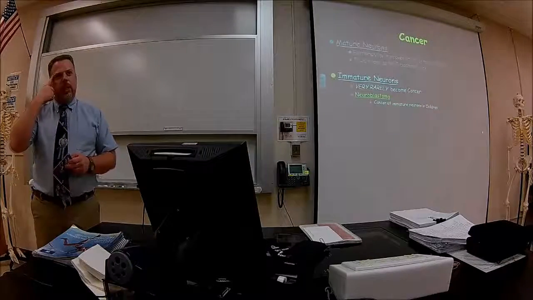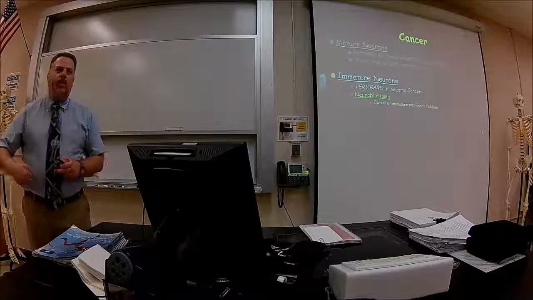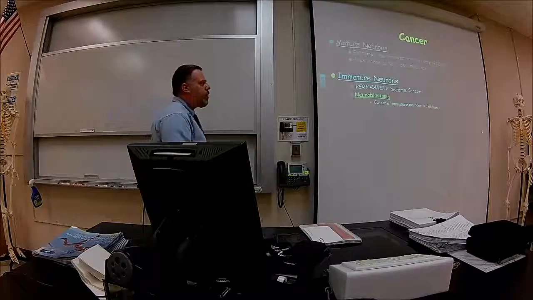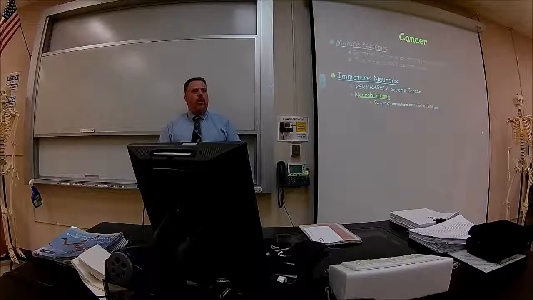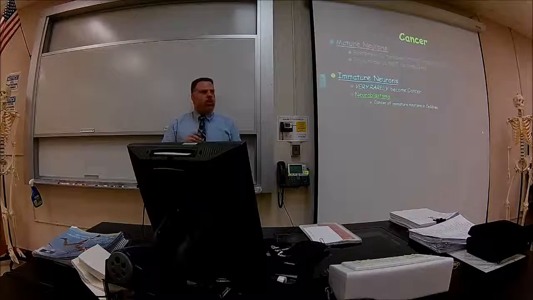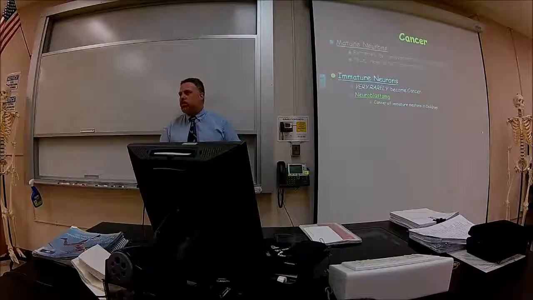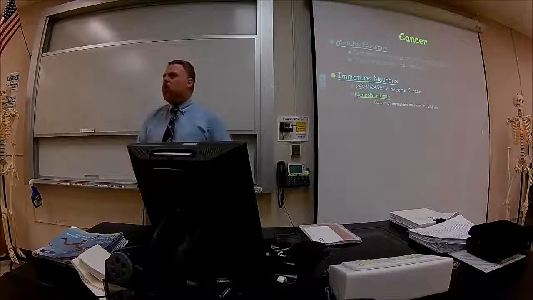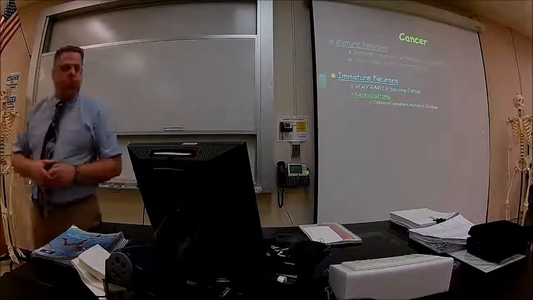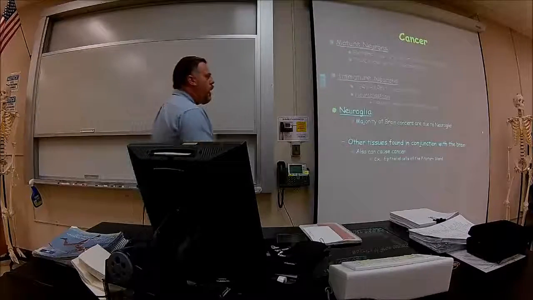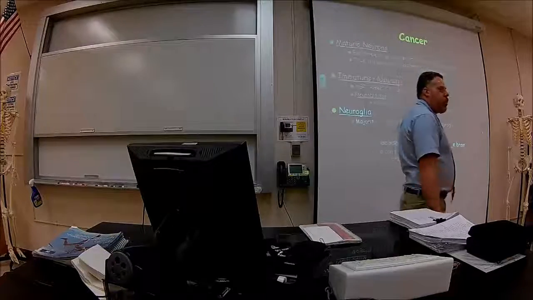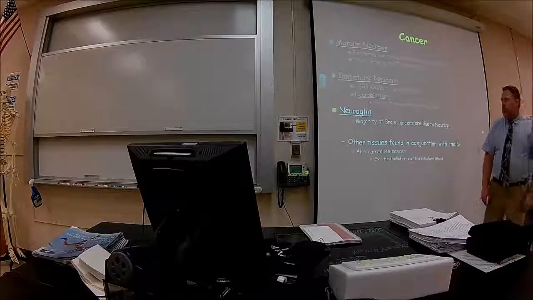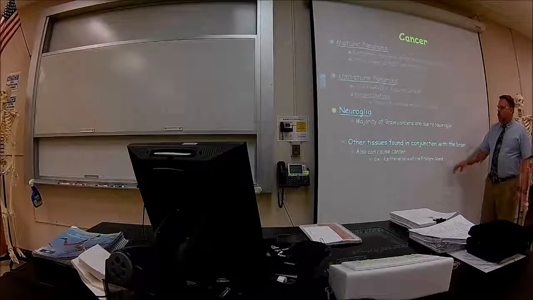Retinoblastoma is cancer of the eye. Nephroblastoma is cancer of the kidney. Neuroblastoma is cancer of the neuron. And if it has blast in it, it's usually a cancer of children. Not that adults can't get kidney cancer, but that specific one, nephroblastoma. But neuroglia, that's the majority of brain cancers that you see in adults. So that's what usually happens.